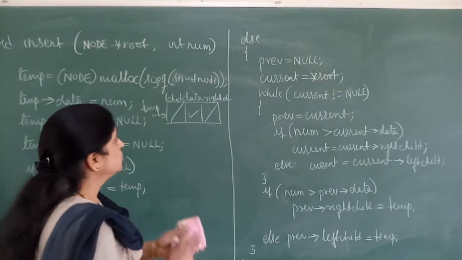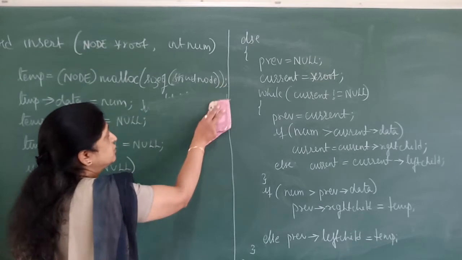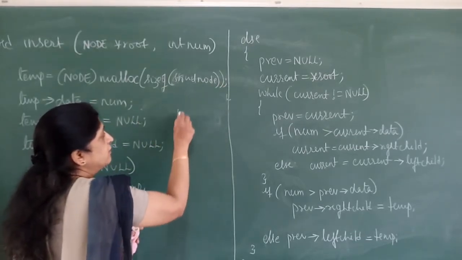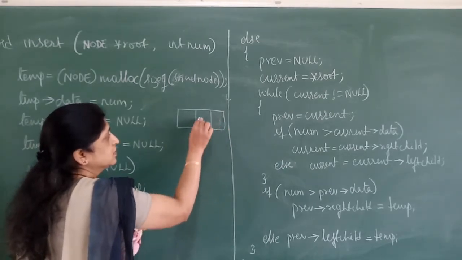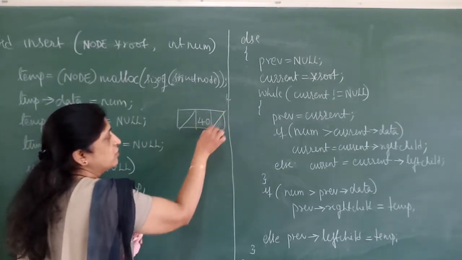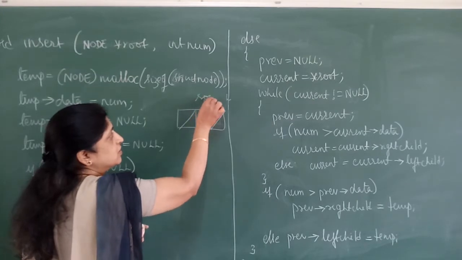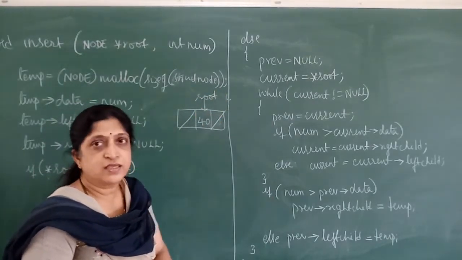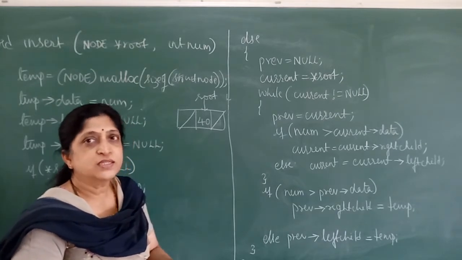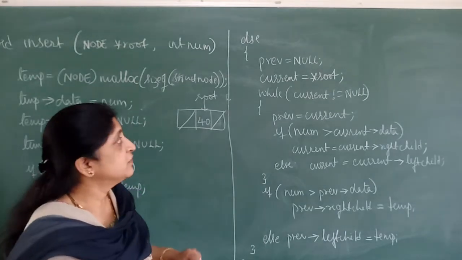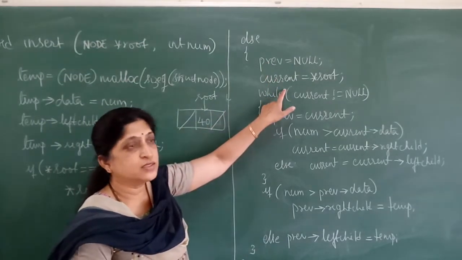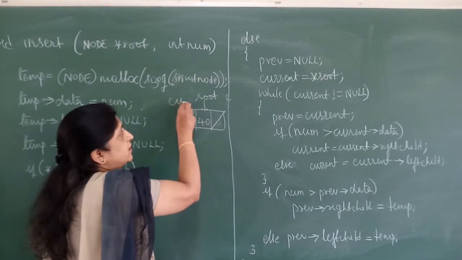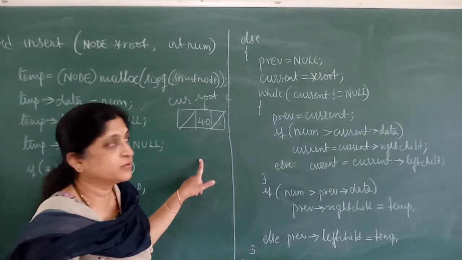So let us assume that we already have a tree with the data 40. So this is how my tree is, and root is pointing to this node. In this I want to insert a node, let us say 50. Then to insert that node I have to find a location. For that I am using these two pointers. I am making current equal to the value at root, meaning current is now pointing to this node.